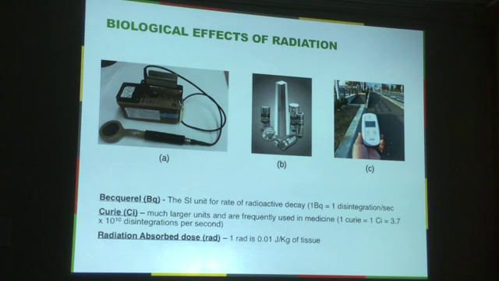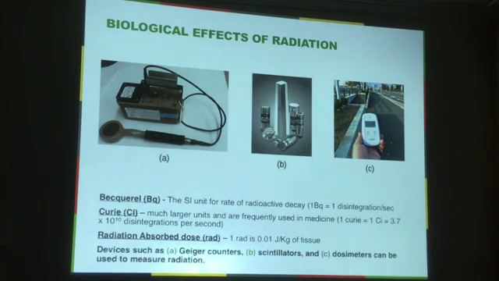Then you also have the absorbed radiation, or the rad, and this is a unit of energy per kilogram of tissue. So 1 rad is 0.01 joules of energy per kilogram of tissue. And so when we measure these things, we can measure them in terms of the disintegrations per second, and we can also measure it in terms of the energy absorbed in the tissue.